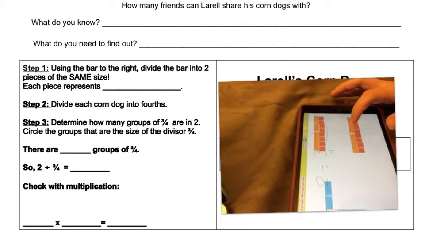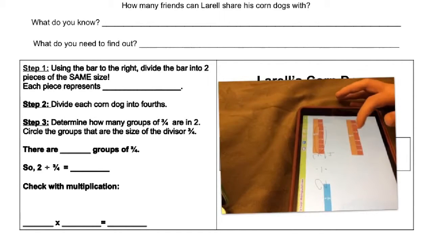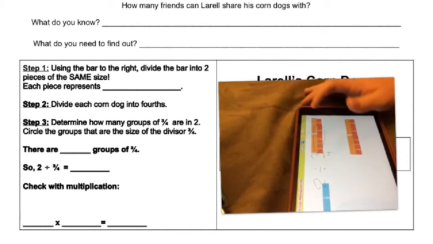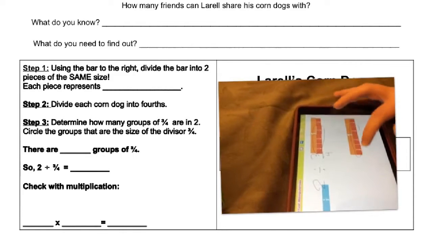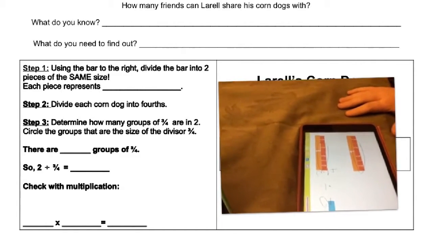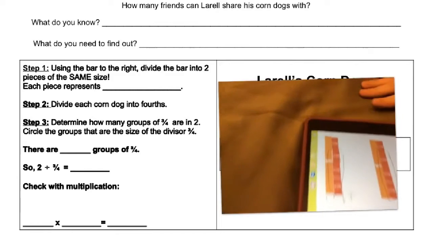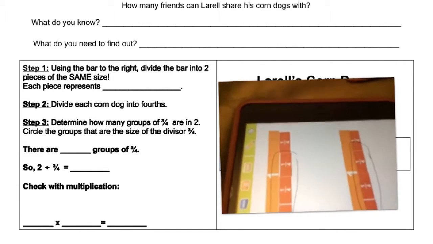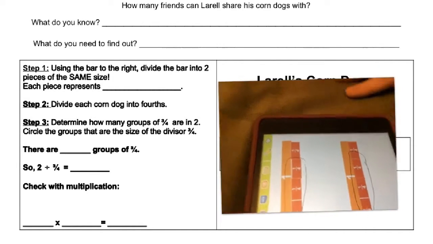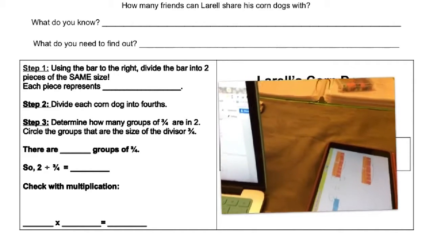There's 1. The pencil's a little fussy. And 2. So there's at least 2 groups of 3/4. But you should also see, look, there's 2 extra pieces there that also need to be accounted for.